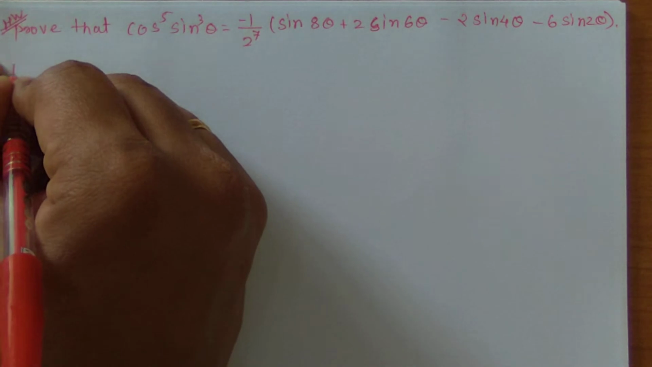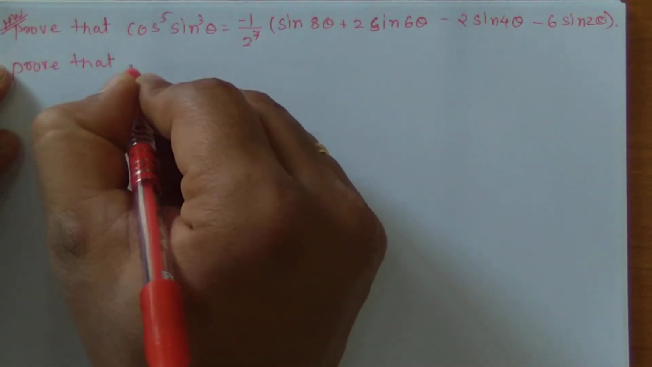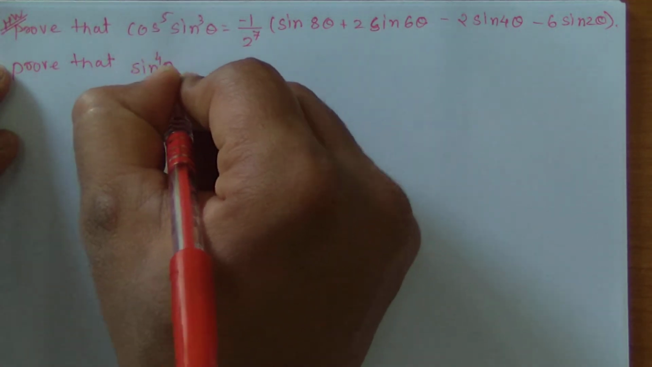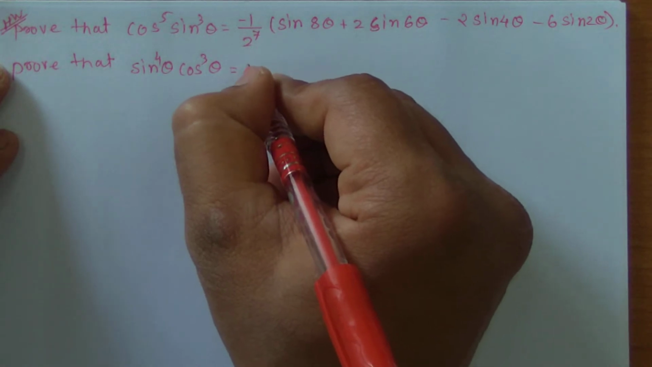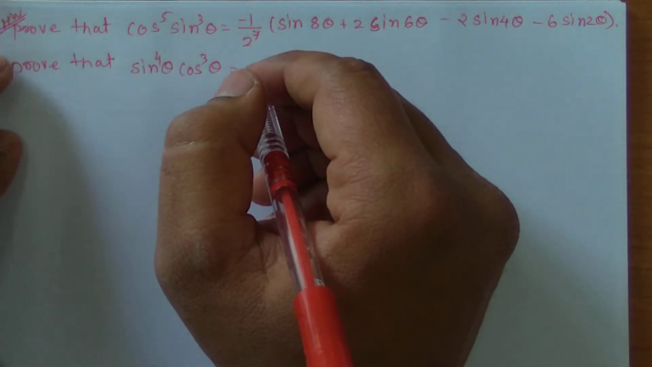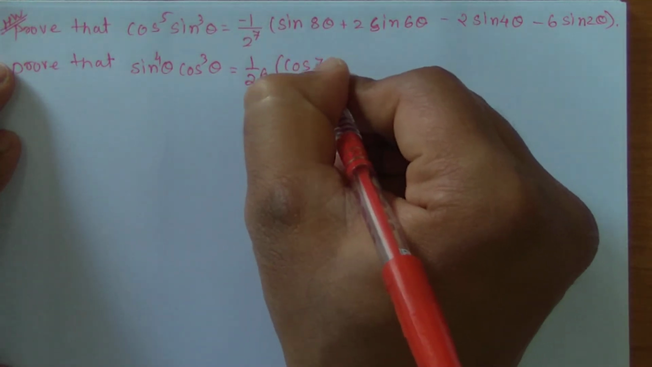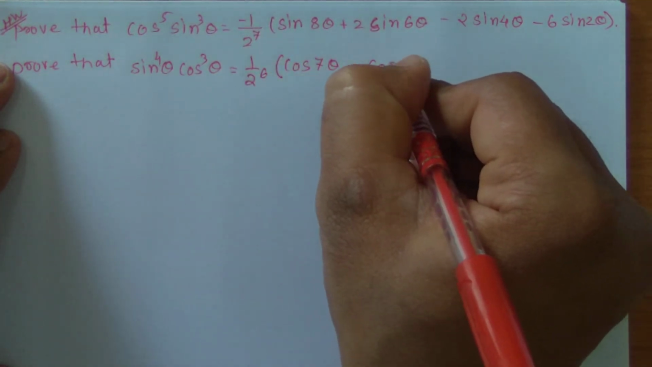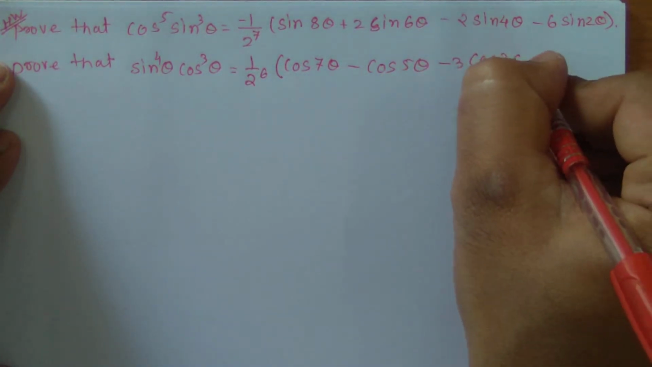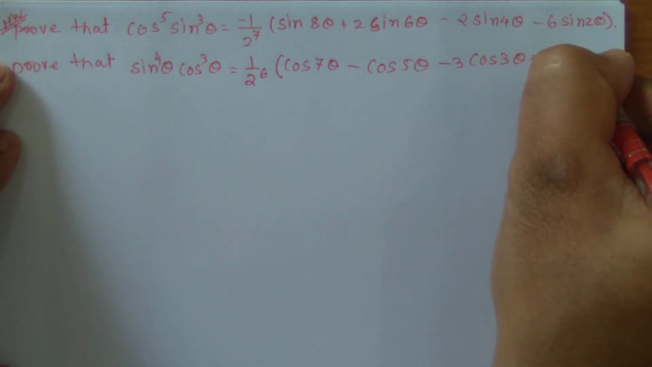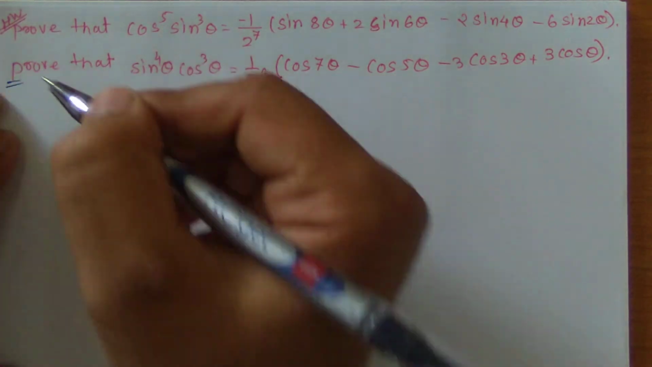I'll take here another example. Prove that sin raised to 4 theta into cos cube theta equals 1 upon 2 raised to 6 into bracket cos 7 theta minus cos 5 theta minus 3 times cos 3 theta plus 3 times cos theta. This we have to prove. Okay, I am going to prove this example.